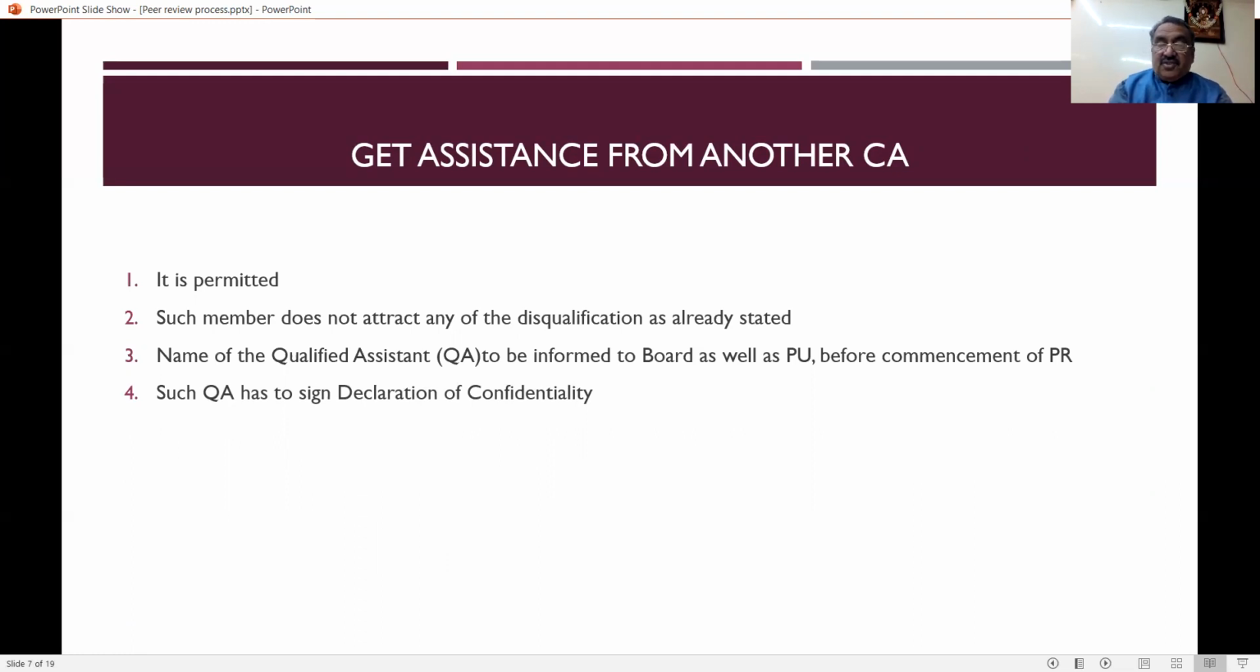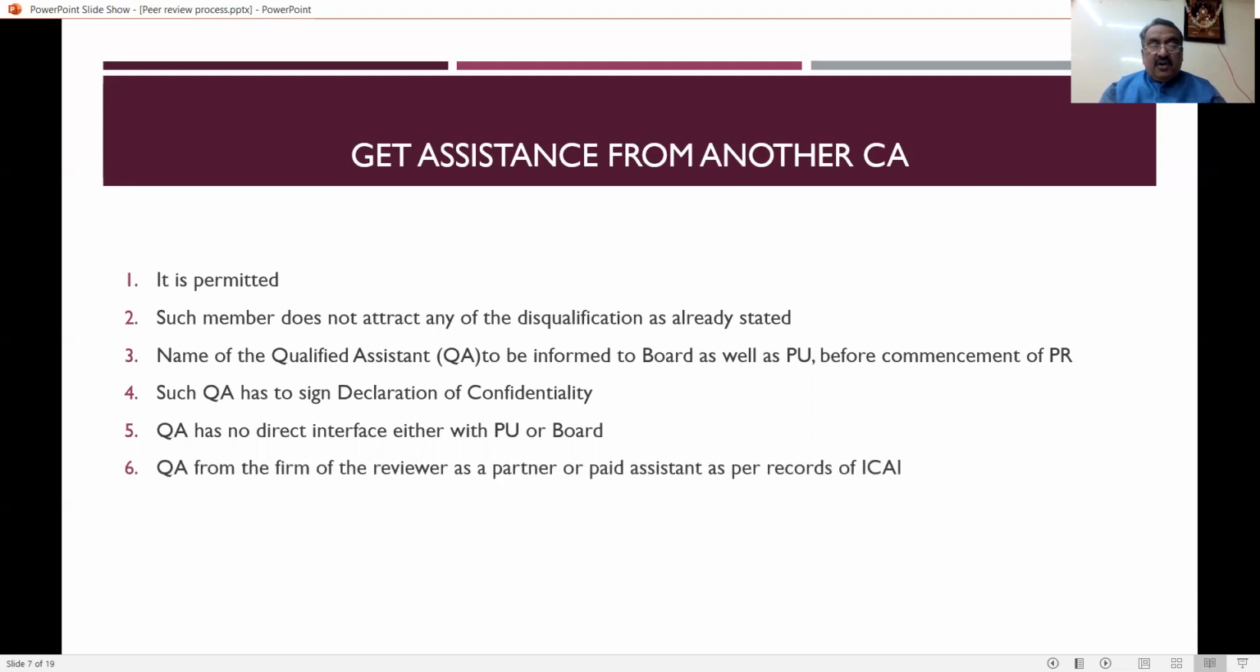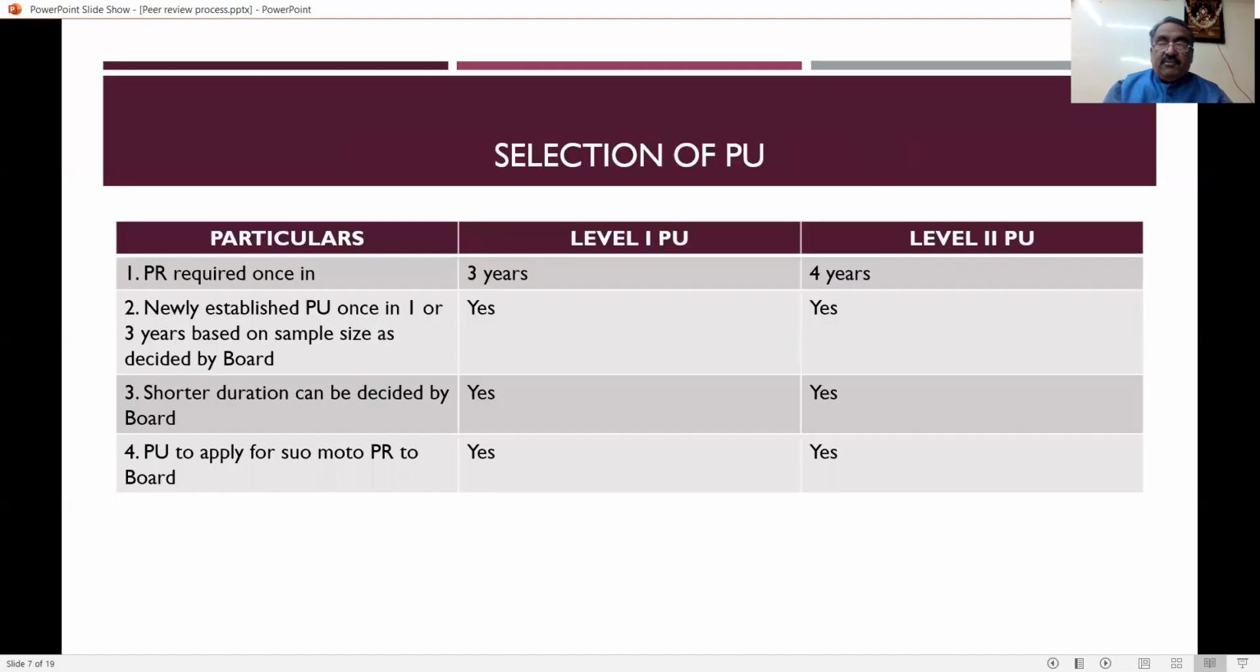Such a qualified assistant has to sign the declaration of confidentiality. As usual, he has to sign the declaration of confidentiality. And the QA, that is the qualified assistant, has no direct interface either with the practice unit or the board. So they should not have direct interface. So they are not allowed. And the qualified assistant is from the firm of the reviewer, as a partner or paid assistant, as per the request. So that means you should be a partner or paid assistant of the peer reviewer firm. So they are eligible to be appointed as the qualified assistants to help you.